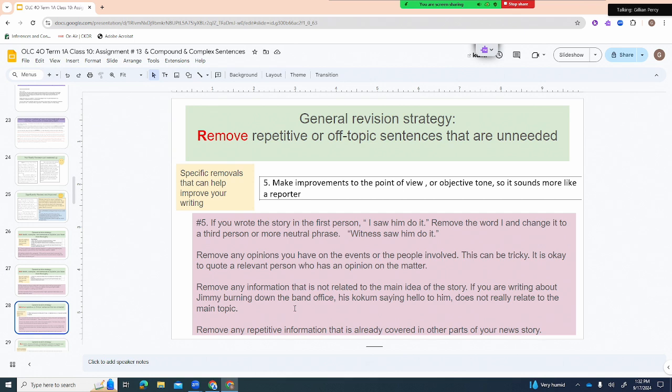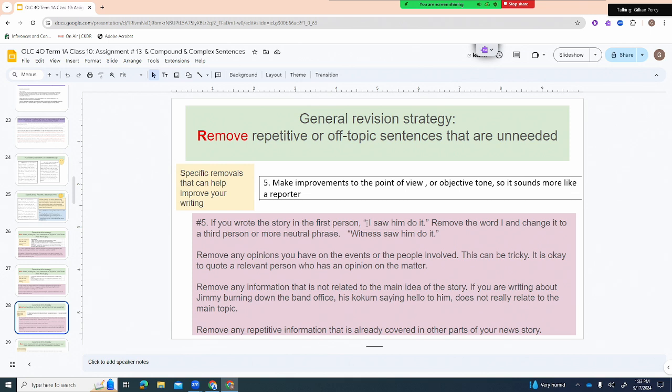For this one, and I didn't actually mention this, removing anything that's repetitive or off topic is an enormously good start. I will happily take that and count that if you want to do that. Hopefully you already did that in assignment 12, but maybe you didn't. The other thing I'm looking at is making improvements to the point of view or the objective tone so it sounds more like a reporter. And this is where occasionally I get people who will write the reporter like, I saw this, I felt that, I did this. But that's not how newspaper articles sound. So you want to remove that. That's why it's in the removal section.